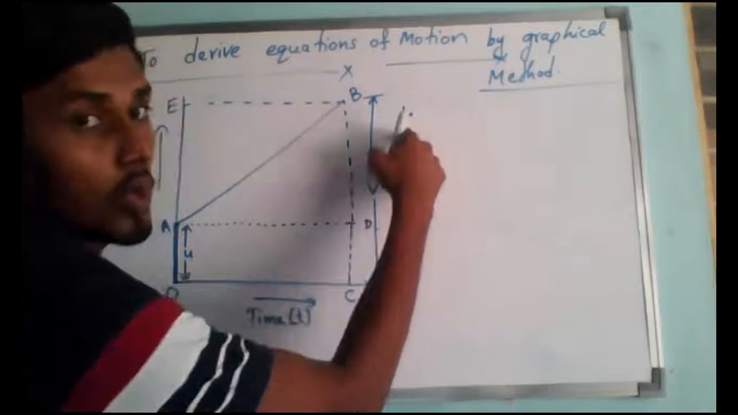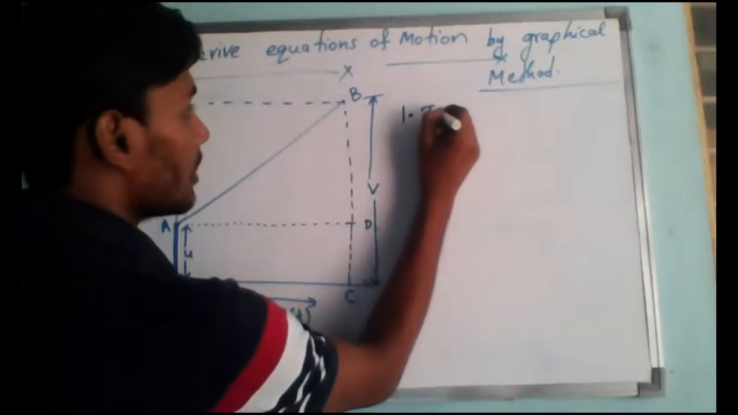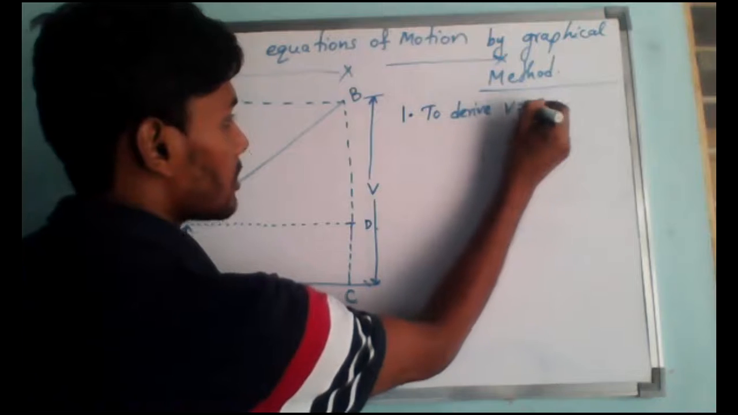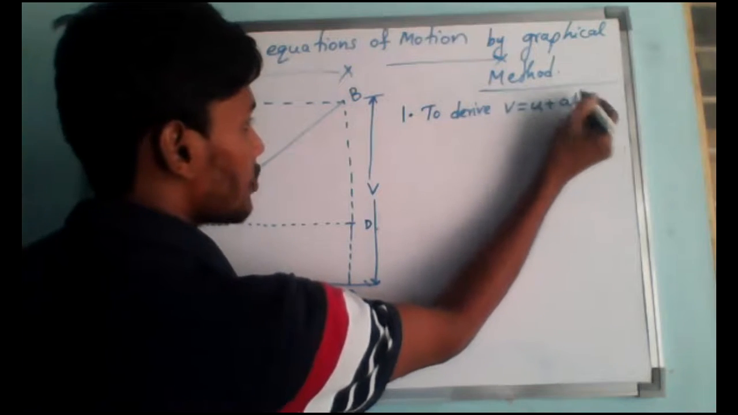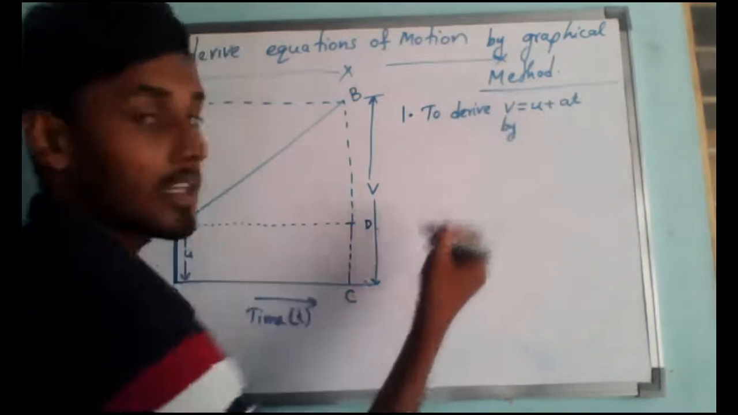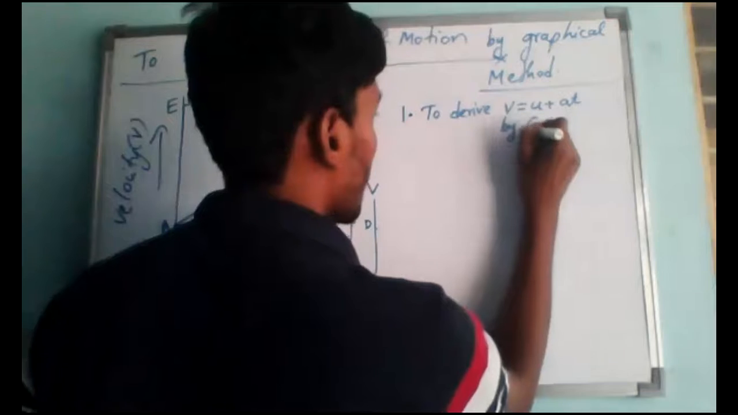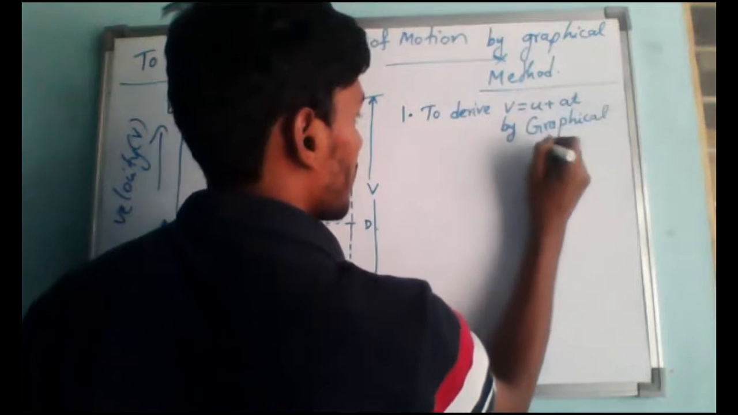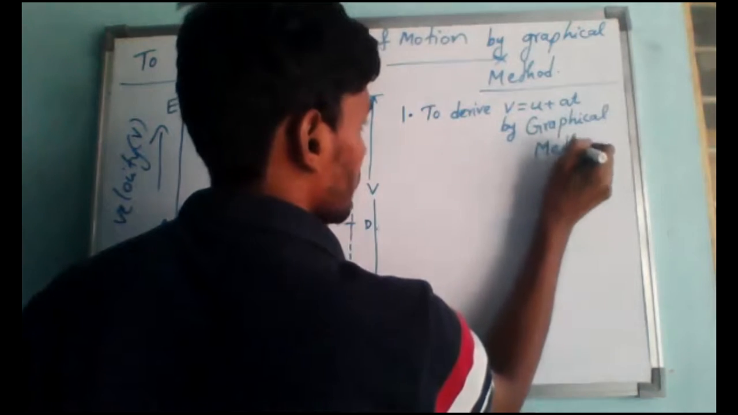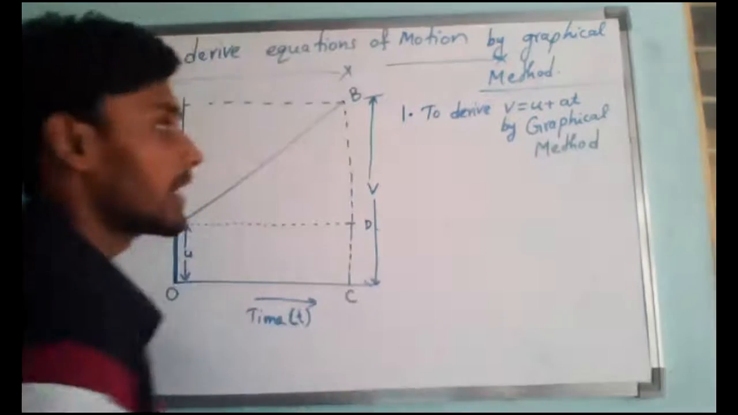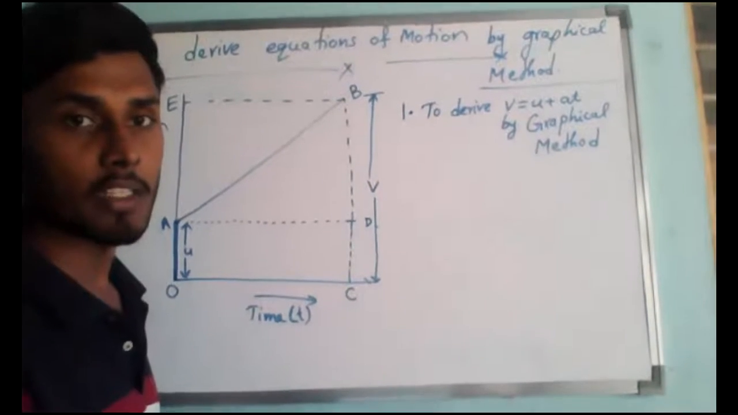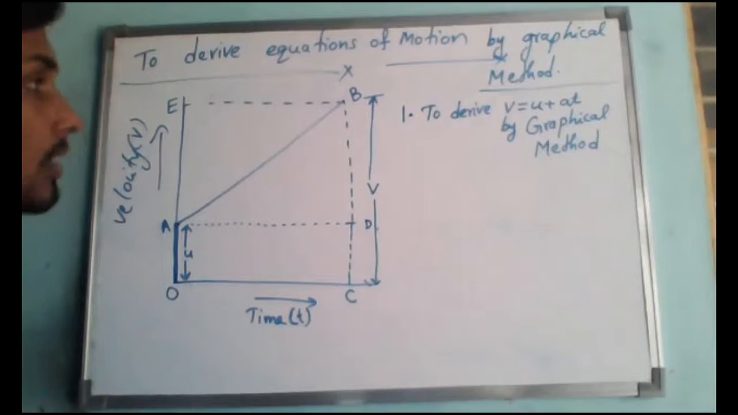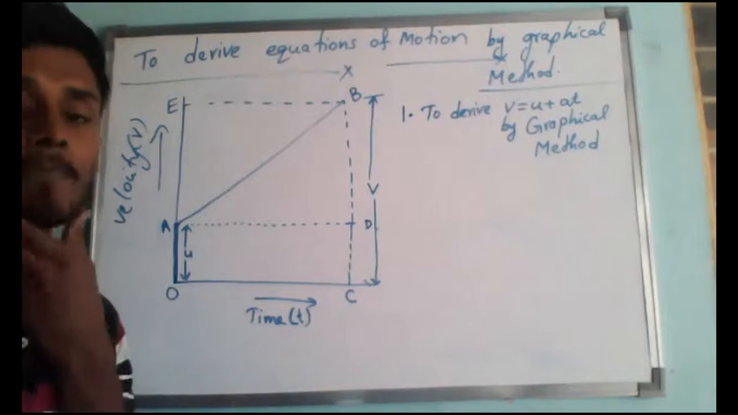Understanding? First one, to derive V equals U plus at by graphical method. All of you keep that heading. Have you kept that heading?